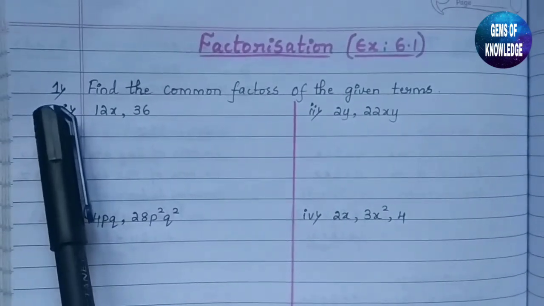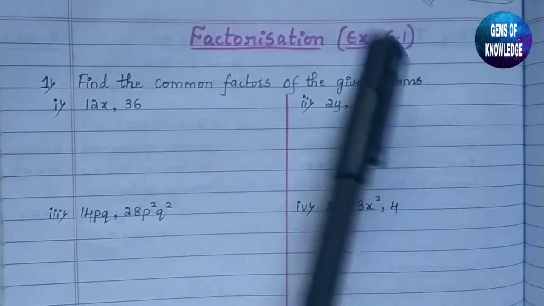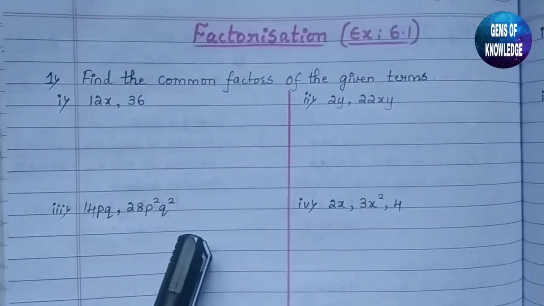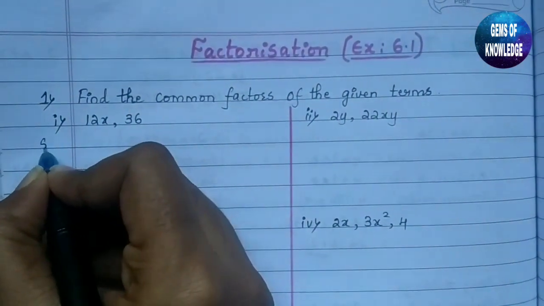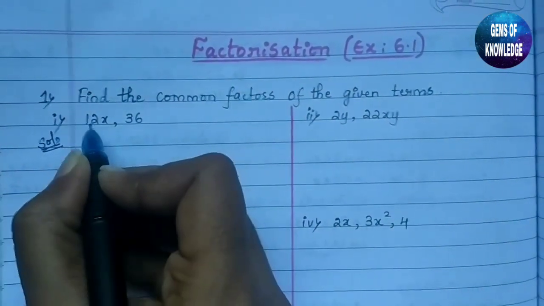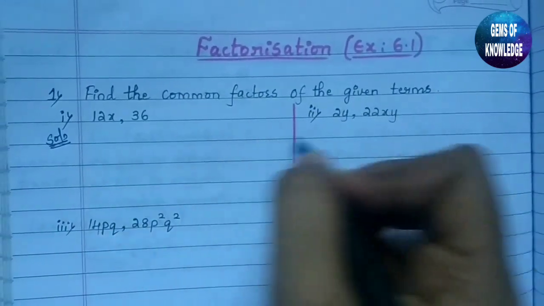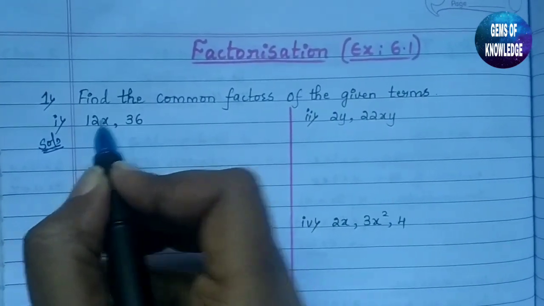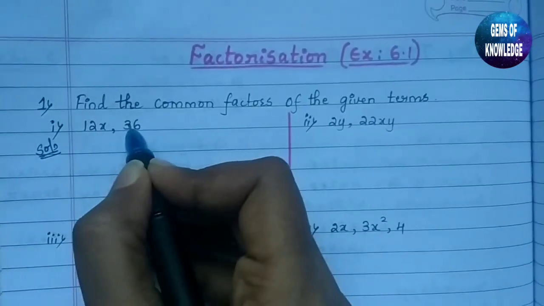Okay, so here the first question you can see, find the common factors of the given terms. So we have to find out the common factors of all these given terms. Let us start with the first one. The first one is given as 12x, 36. We have to find the common factors for both the cases, that is 12x as well as 36. So what are the common factors we are getting between these two numbers?